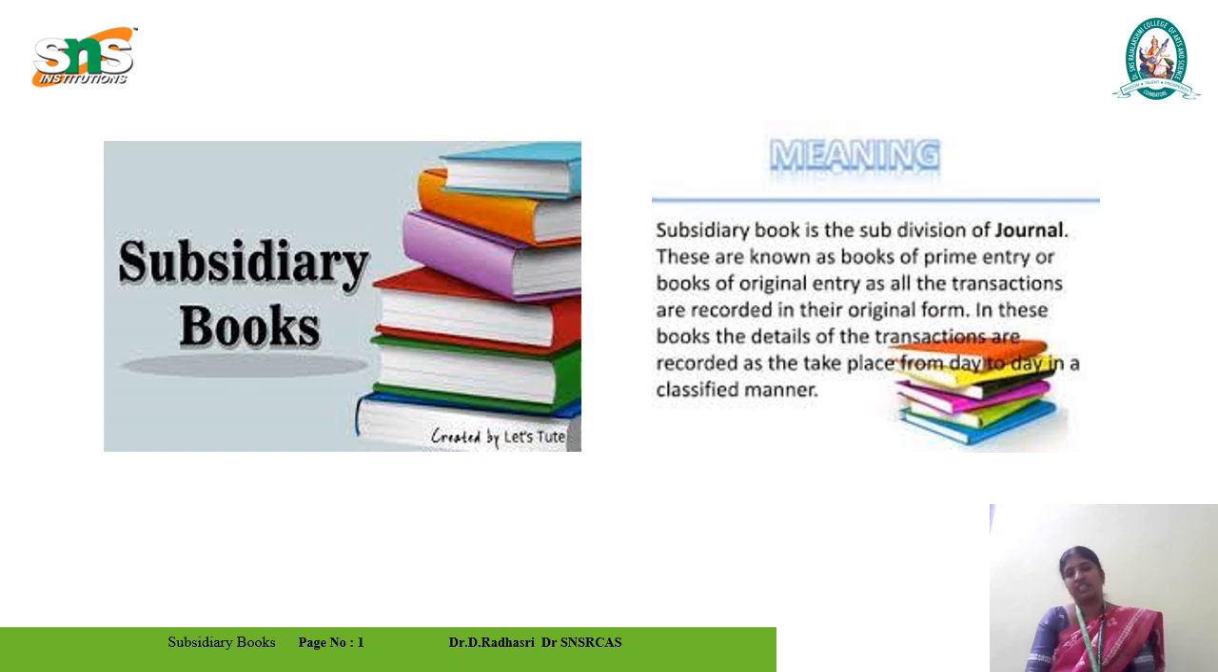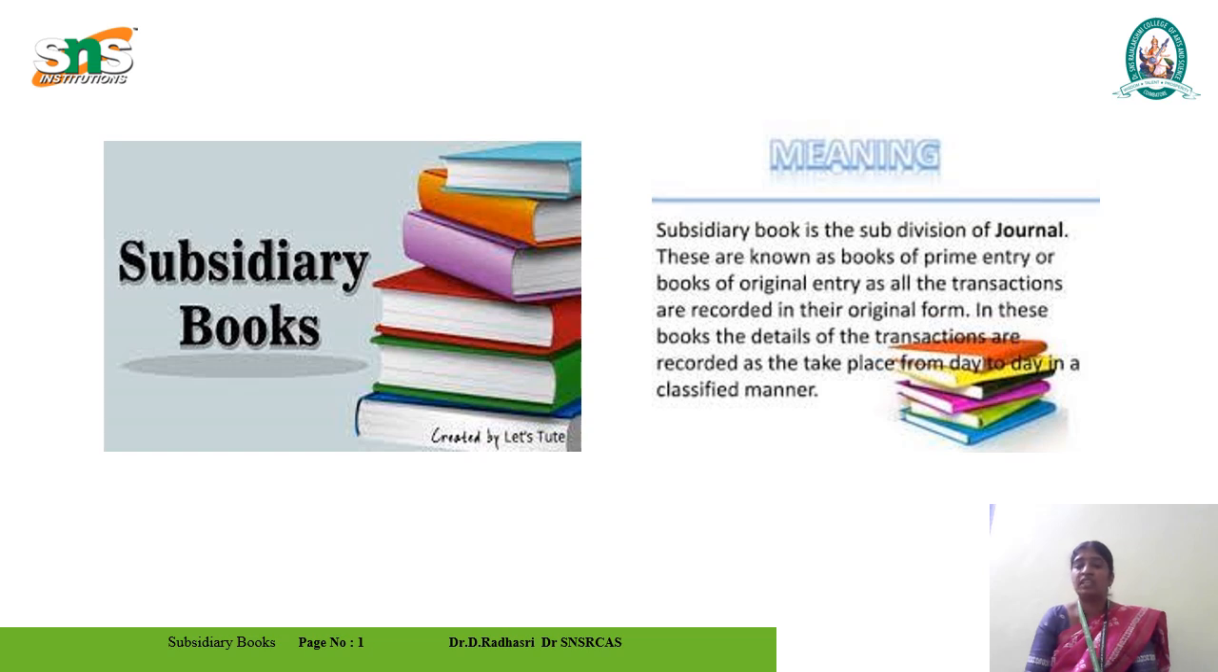In the earlier classes, we thoroughly explained what the journal and the ledger are. The third category is the subsidiary books. It is a division of the journal. This is known as the book of primary entry, or book of general entry and original entry, as all the transactions are recorded in their original forms.